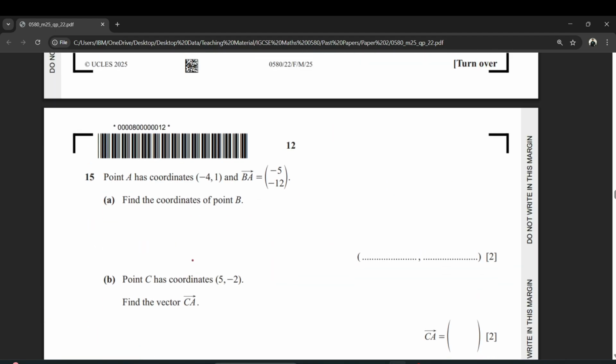All right, let's move to question number 15. Point A has coordinates minus 4, 1, and BA has the column vector minus 5, minus 12. Find the coordinates of point B. The coordinates of any point are taken relative to the origin, right? So in terms of vectors, the vector OA will be minus 4, 1. Now I need to find the coordinates of B, and I have been given the vector BA. We know that the vector BA is equal to OA minus OB. Since I need to find OB, let's rearrange this. So this becomes OA minus BA.